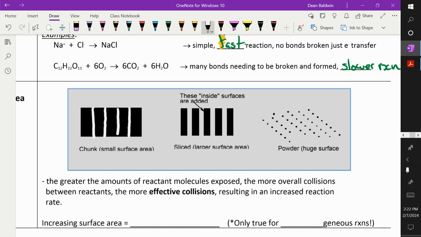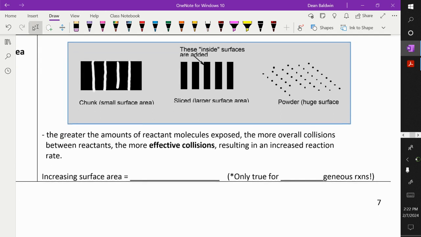So if you slice it up, it's like a lot of atoms. Yeah, I mean, theoretically, if you break it down into its individual atoms, that's the ultimate, right? But that would be an aqueous solution, essentially. So the finer, the smaller the pieces, the larger the surface area, and the faster the reaction is going to be. So increasing the surface area equals an increase in the reaction rate. But it's only true for heterogeneous reactions. Okay?